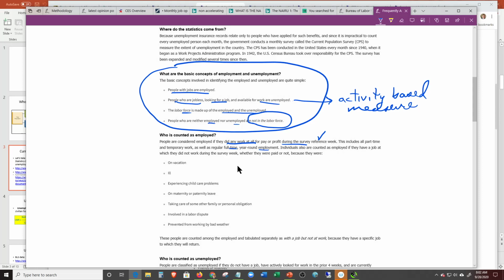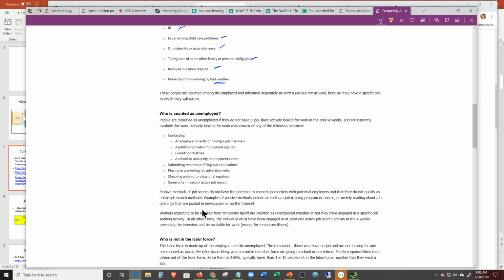You're also counted as employed if you weren't working in the week in which the data is measured. If you're on vacation, ill, experiencing childcare problems, on maternity leave, taking care of some other family obligation, on strike, or prevented from working by bad weather. So all of those people would be included as employed also.